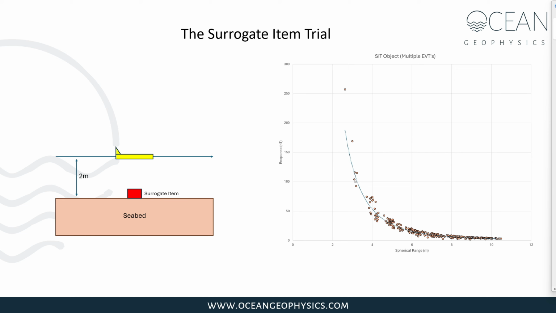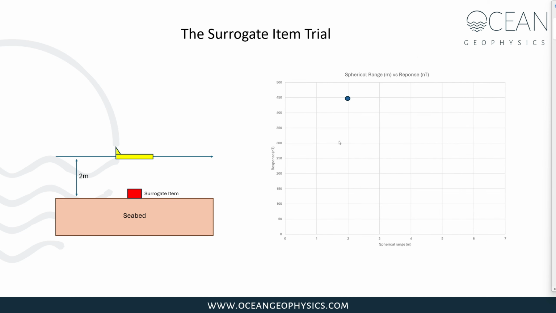a survey line is acquired directly over the target at a recorded altitude. The magnetometer is omnidirectional, meaning that if a survey line traverses directly over the surrogate item, the altitude is the spherical range. So the altitude and the response are recorded. So we shot our first line at 2 meters altitude, 450 nanotesla response. We plot 450 nanoteslas against 2 meter spherical range.